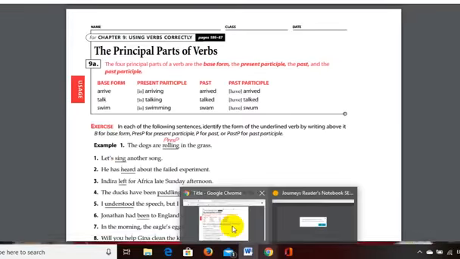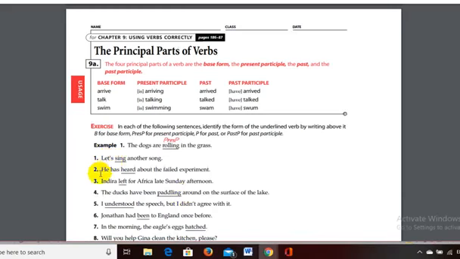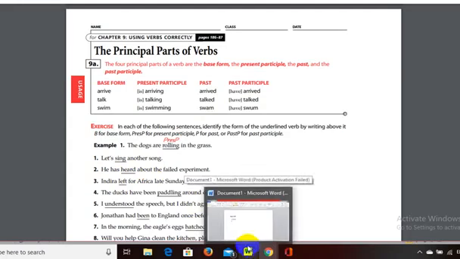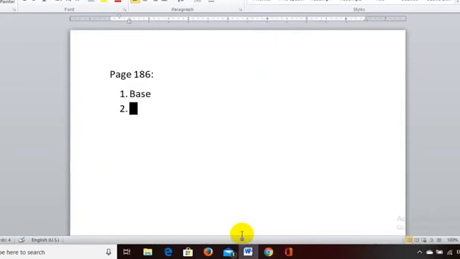Number 2. He has heard about the failed experiment. Has heard. So, heard here is in which form? Yeah, it's in the past participle form. We have the helping verb has, and we have the past form of hear, heard. So it's going to be past participle.